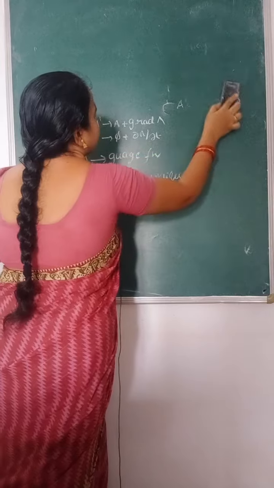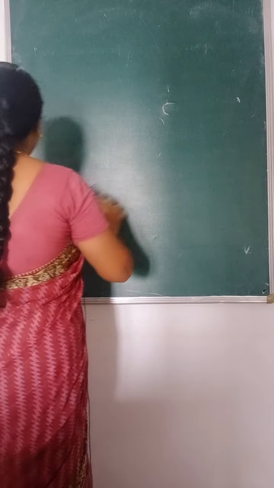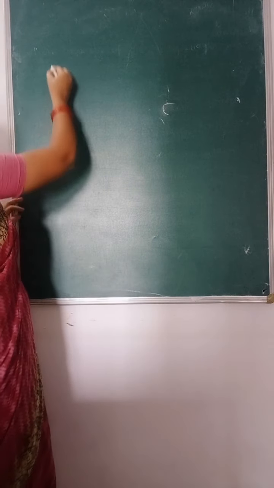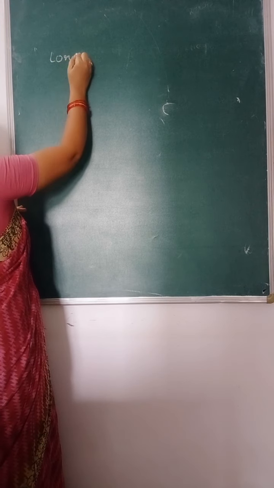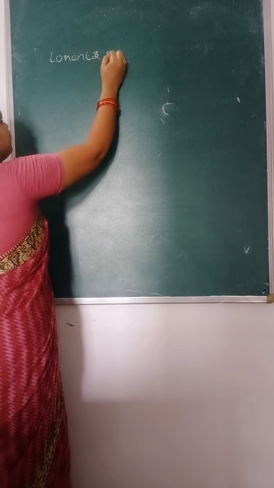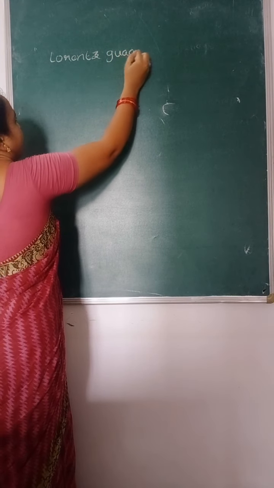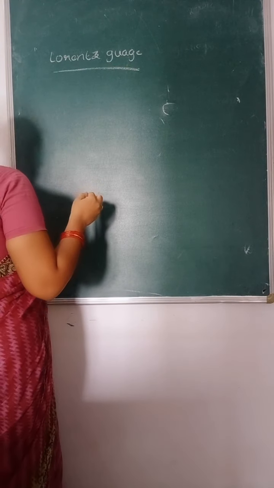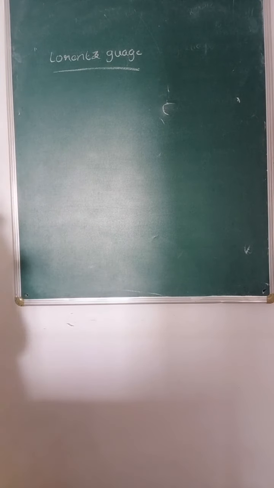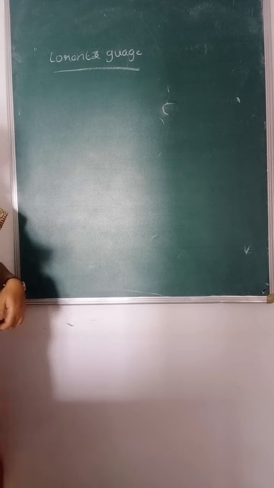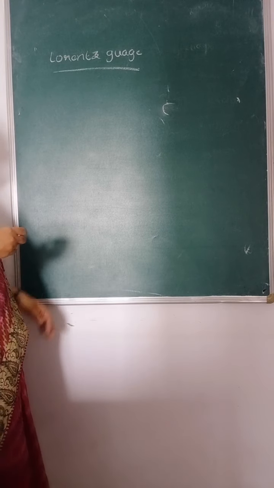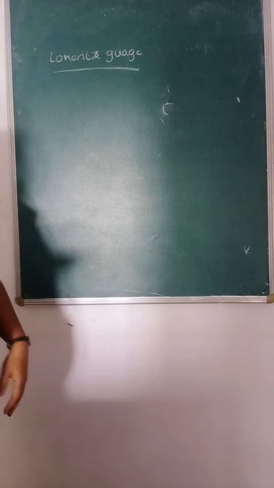And the next concept is Lorentz gauge. We have calculated the two Maxwell field equations in terms of electromagnetic potentials. In the previous class we have derived them.